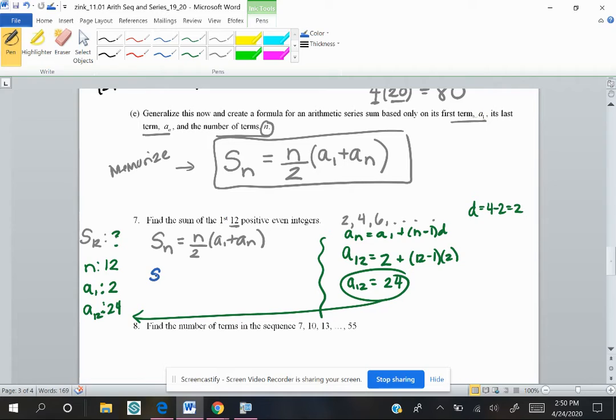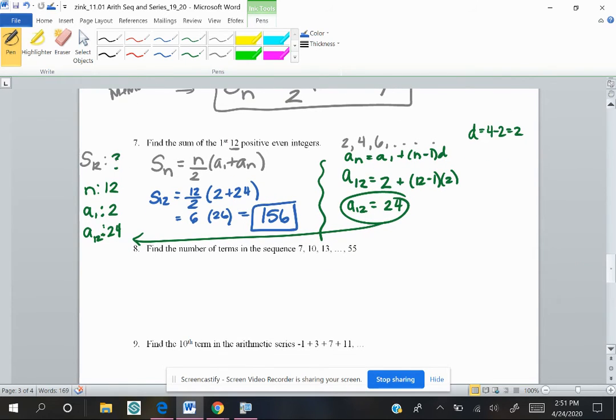Now I can substitute in. So the sum of the first 12 is 12 over 2. The first term is 2. The last term is 24. So 6 times 26 gives us 156. So if I wrote out the first 12 even integers and I added them all together, I would get 156.